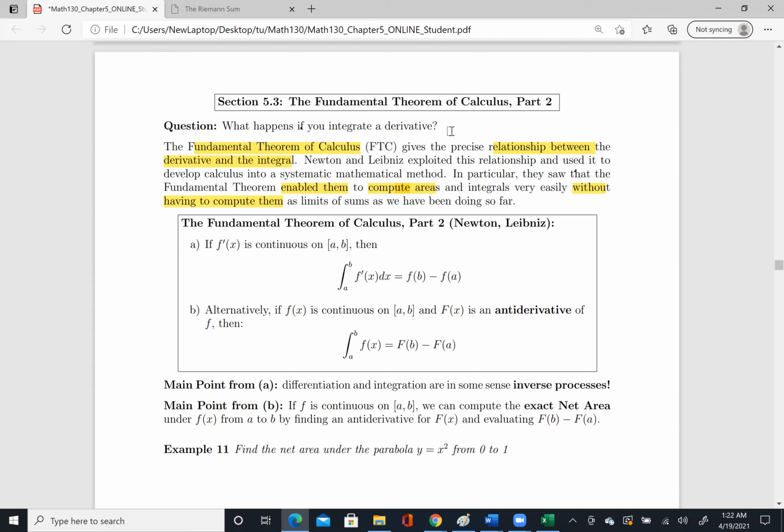Okay. So fundamental theorem of calculus part 2, we say if f prime of x is continuous on a to b, then the integral from a to b of f prime of x dx will be equal to f of b minus f of a. So remember that. In this case, we are taking the antiderivative of a derivative, right? See that?